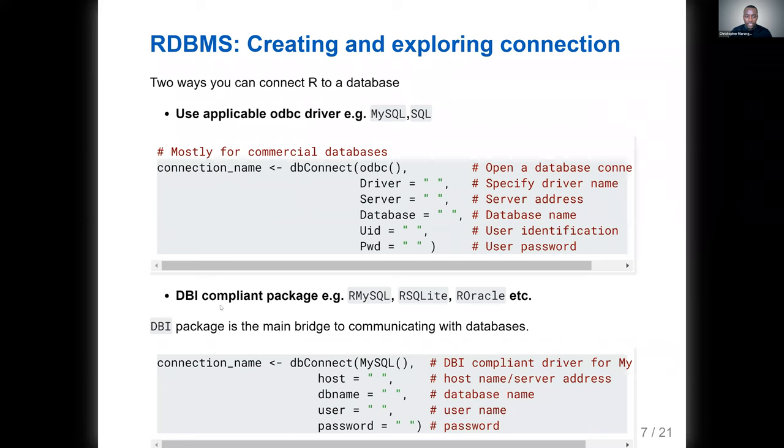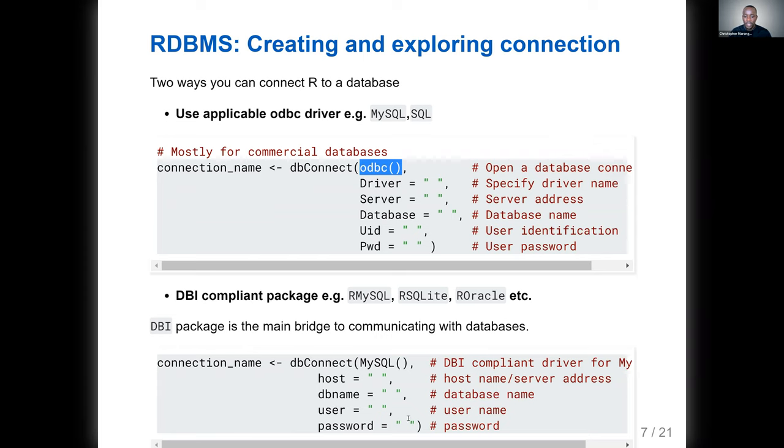The second approach is using what you call the database interface compliant backend package. This is usually for connecting to open source databases such as RMySQL, RSQLite, and the rest of the family. The DBI package is, as I said, the main bridge. The DBI package offers the interface for connecting R to a database, either by using a backend package specific to the database that you're connecting to, or by using an ODBC driver, which I've just talked about.